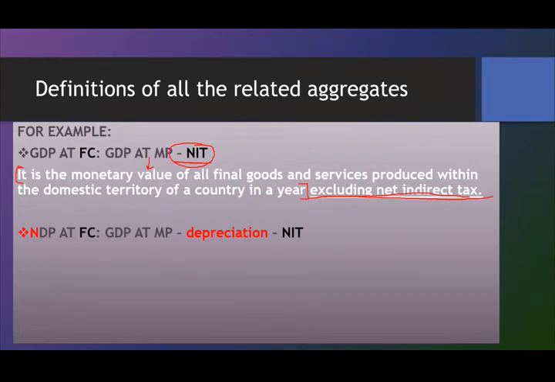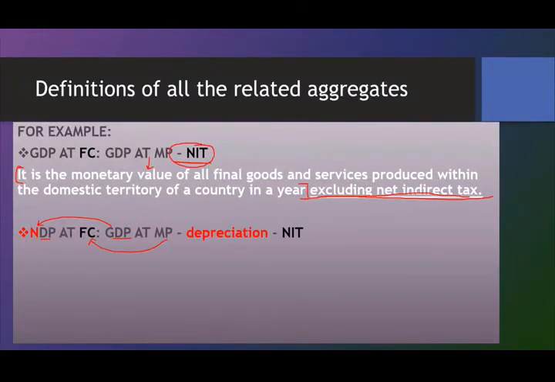Let's check the next related aggregate, which is NDP at FC. So what all different terms are there that you need to check? G and N, both are different. DP, DP, both are common. So we need not check DP if it is common. MP and FC, these two are the different concepts. Again, from MP to FC you have to reach.